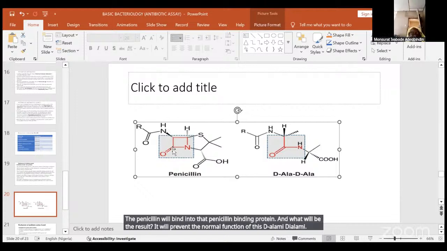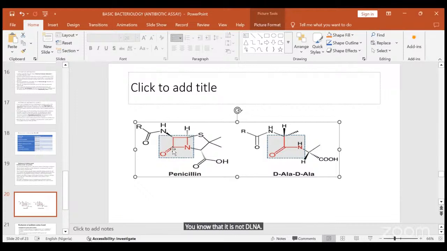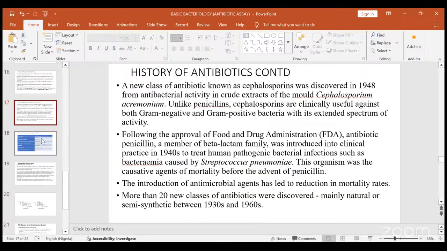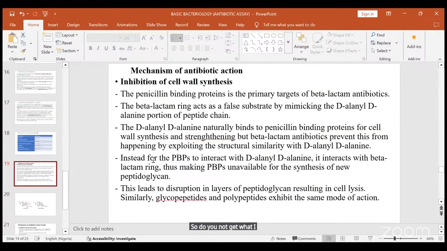You know that it is not D-alanine. Okay, it comes as a subterfuge, as a trick. You know the meaning of subterfuge? A mimicry. Mimicry as a bait or as a trick. So, do you now get what I'm trying to explain here? Yeah.